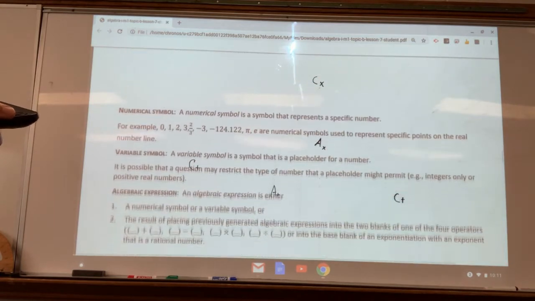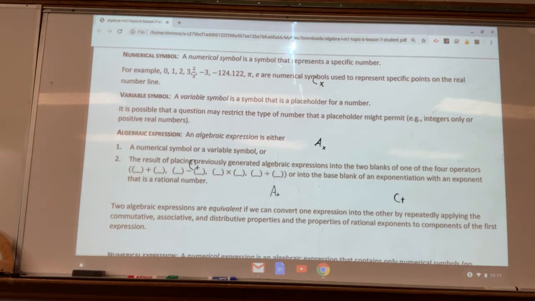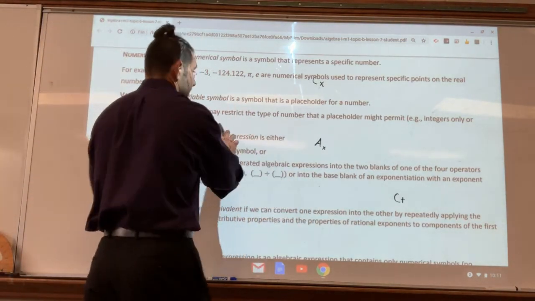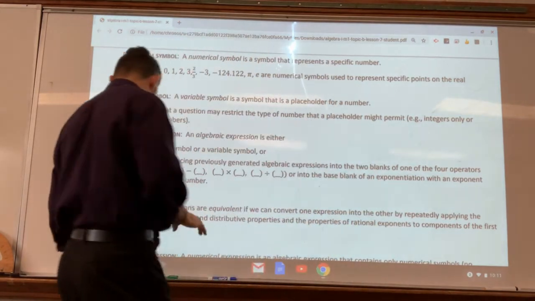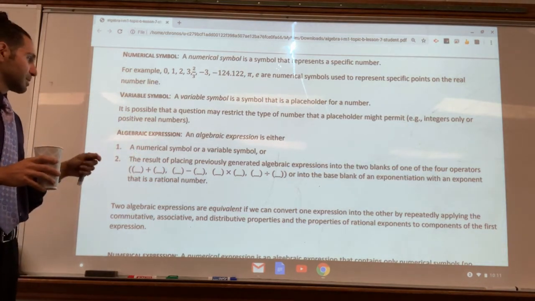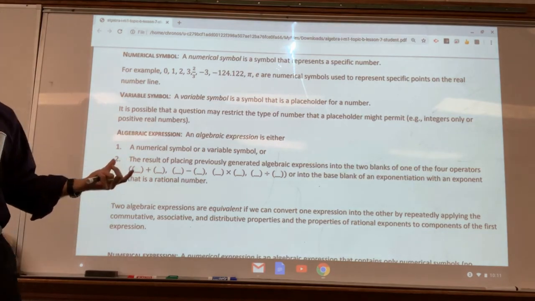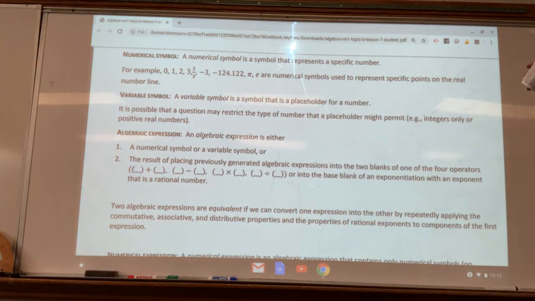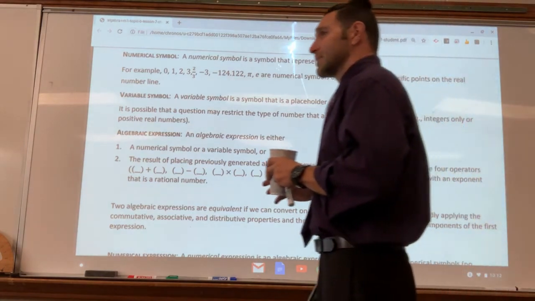Same idea. Okay. A numerical symbol is a symbol that represents a specific number. So numbers are numerical symbols, okay? A variable symbol is a symbol that is a placeholder for a number. It represents a number that is unknown. It can be a letter, it can be a figure, it can be anything. An algebraic expression has numerical symbols or variable symbols, with addition, subtraction, multiplication, and division. We talked about this a lot in 7th grade.